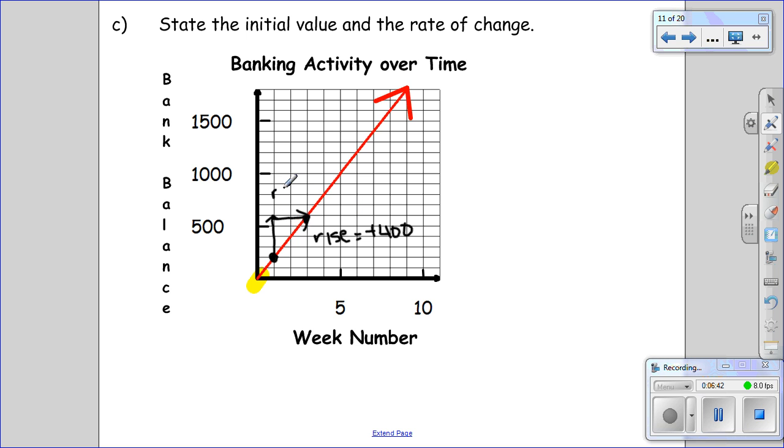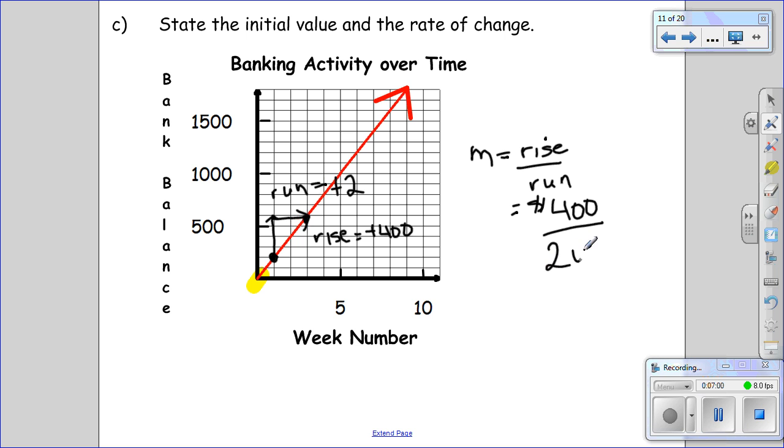And my run looks like I'm counting by 1 week at a time. So I went 1, 2 to the right, so that's positive 2. So my slope is, again, I write the words out, rise over run. I went up $400 over 2 weeks. And you'll notice I put the units in this time because it's a rate of change. I'm changing the value in the bank account by $200 per week. And that is also the slope of the line.